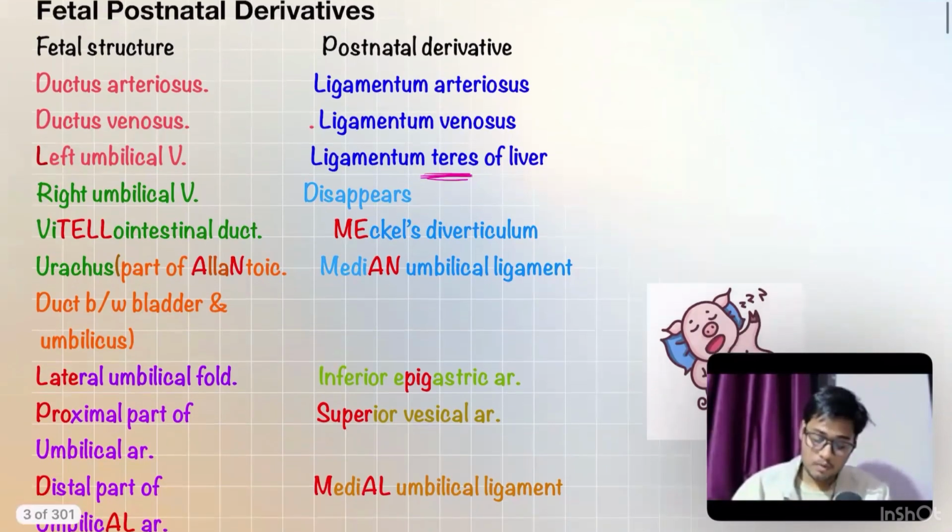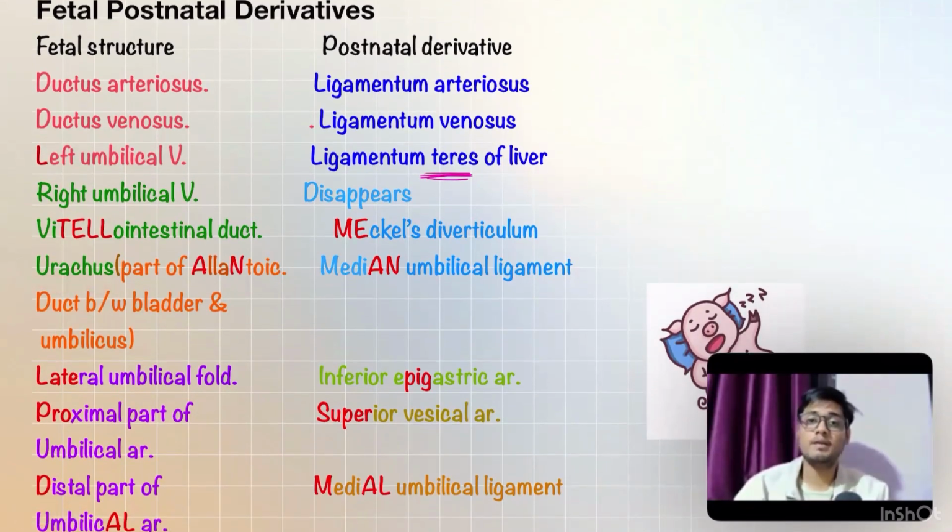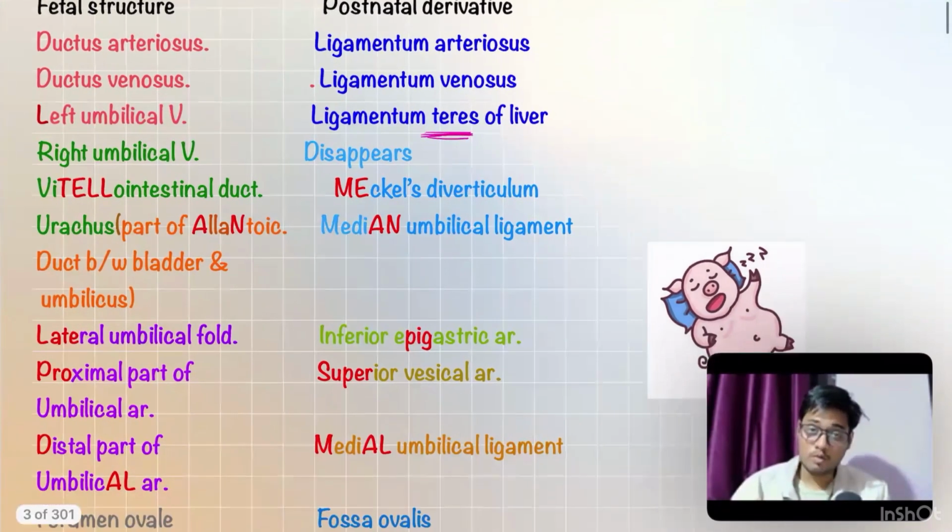Coming on to the next part, urachus. Urachus is a part of allantoic duct between umbilicus and bladder. So in allantoic, AN comes, and in median, AN comes. Students confuse in this median and medial. In allantoic AN comes, in median AN comes. In umbilical, medial comes. So umbilical artery forms the medial umbilical ligament.